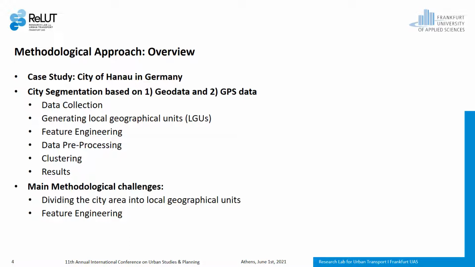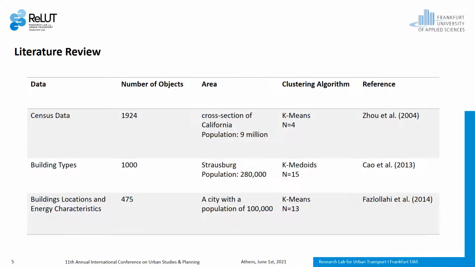The first main challenge in this approach is dividing the city into LGUs. It contains finding the optimal number of LGUs and defining their borders. For this matter, we looked at other related works and got inspired by them. The second challenge is feature engineering, which needs domain knowledge in city planning and traffic planning. Luckily, we have experts on board who support us throughout this project.